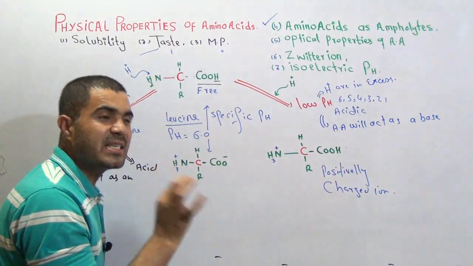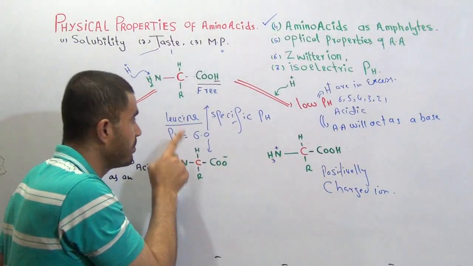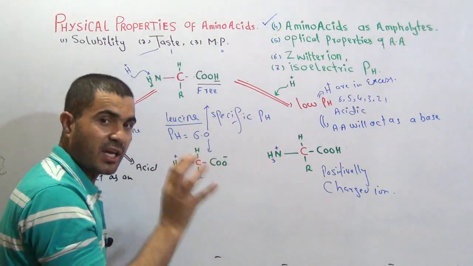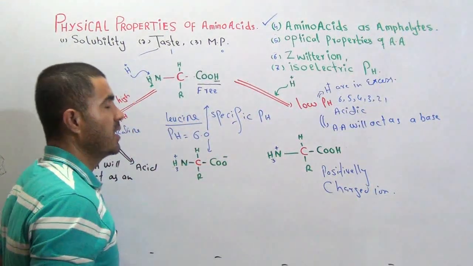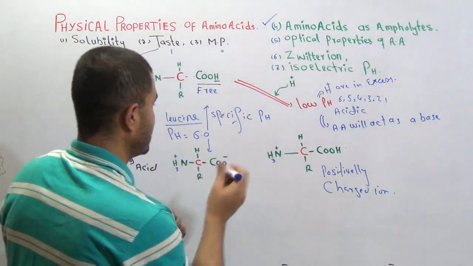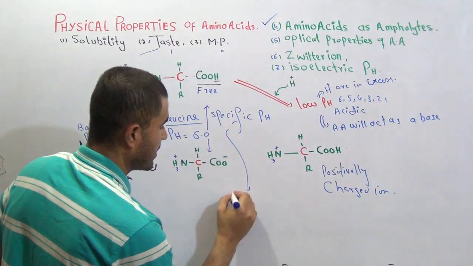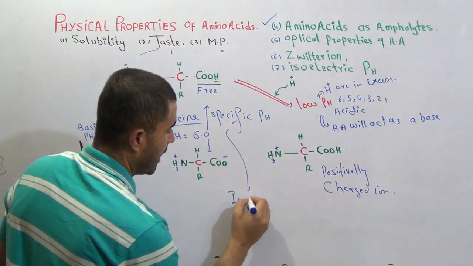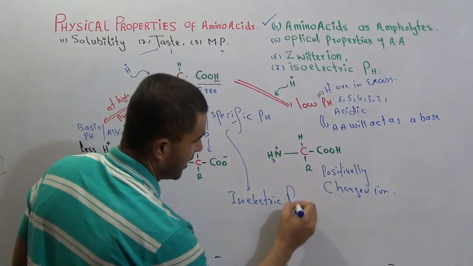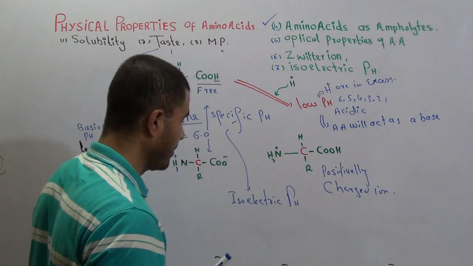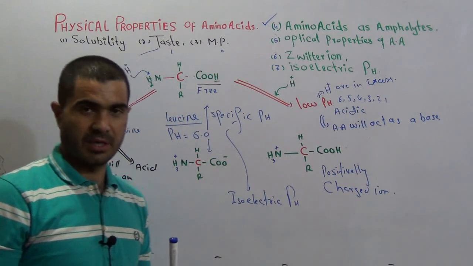So what is the name of that specific pH at which an amino acid shows both positive and negative charge? The name of that specific pH is called Isoelectric pH. That's a very special name. So how do we define isoelectric pH?